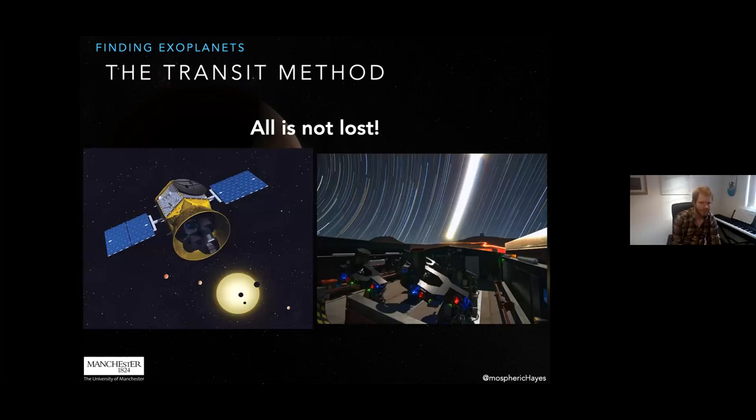So on the left here, this is the Transiting Exoplanet Survey Satellite. This launched in April 2018 and is going to be great. I'll tell you a little bit more about it in a second. On the right here is the Next Generation Transit Survey, NGTS, which is a ground-based sky survey in Chile. So basically what both of these do is they monitor the brightness of stars over a long period, looking for this periodic dip. They're basically sort of Soviet era radar machines, but for planets.